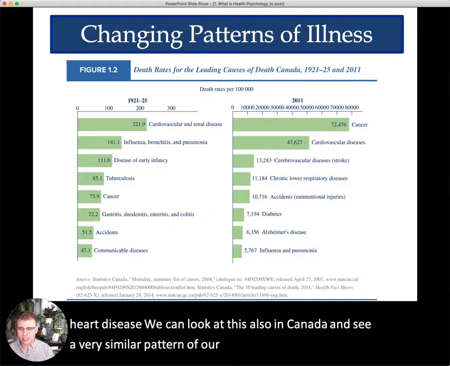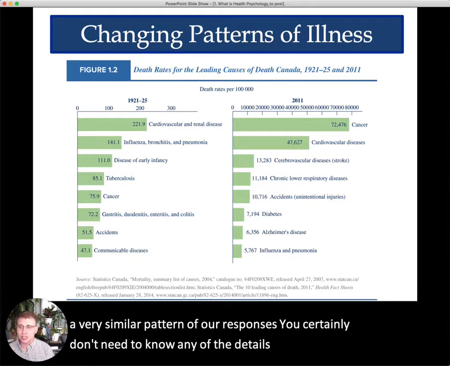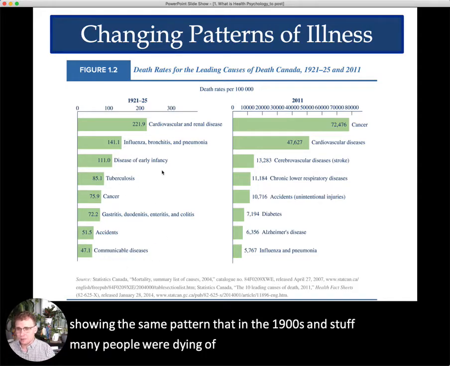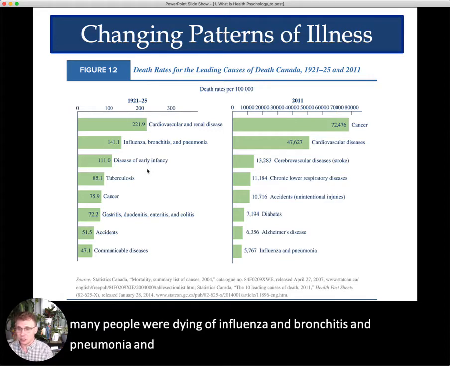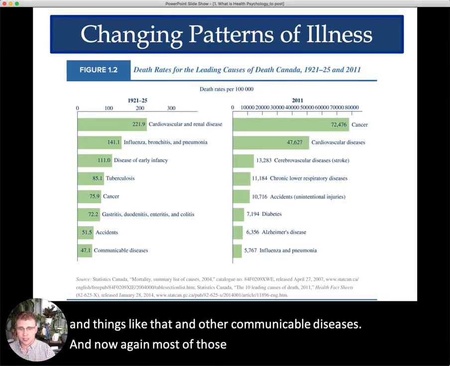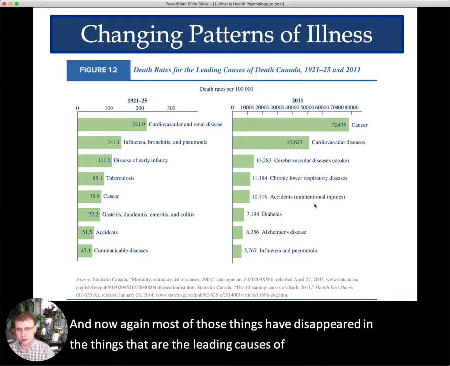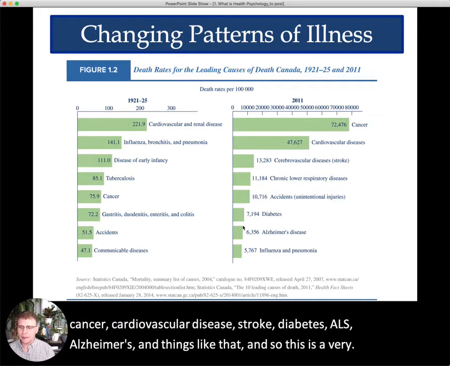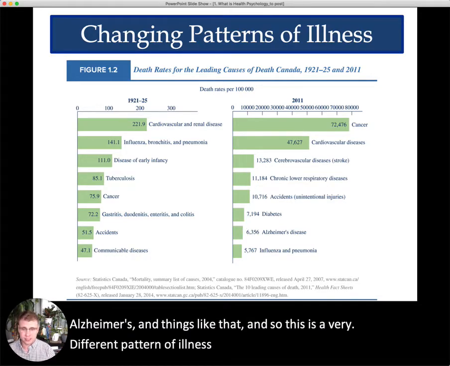You certainly don't need to know any of the details of these things, but it shows the same pattern: in the 1900s, many people were dying of influenza and bronchitis and pneumonia, and dying as children, dying of tuberculosis and other communicable diseases. And now, again, most of those things have disappeared, and the leading causes of death are cancer, cardiovascular disease, stroke, diabetes, Alzheimer's, and things like that. This is a very different pattern of illness and of the illnesses that are leading to death.